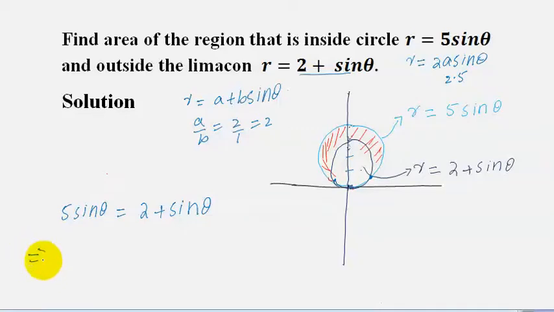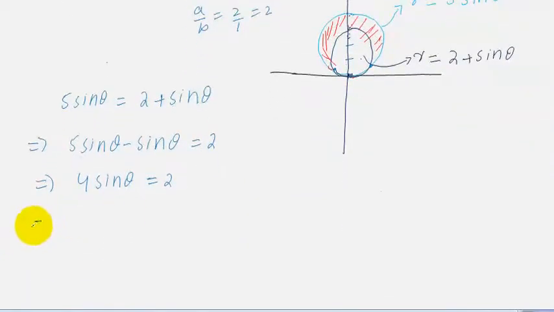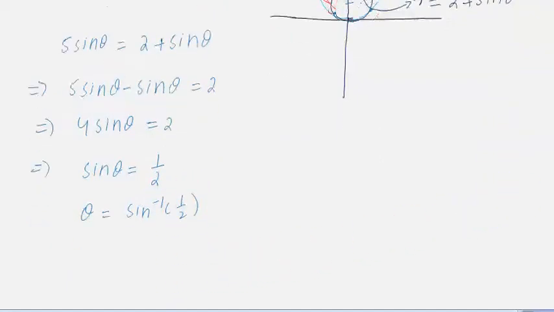Which implies 5 sin theta minus sine theta is equal to 2, which implies 4 sin theta is equal to 2, which implies sin theta is equal to 1 upon 2 and theta is equal to sine inverse of 1 upon 2.